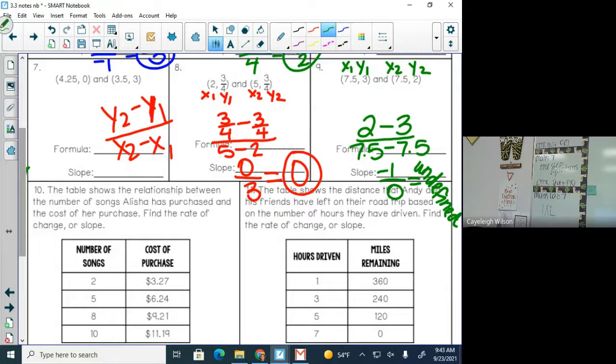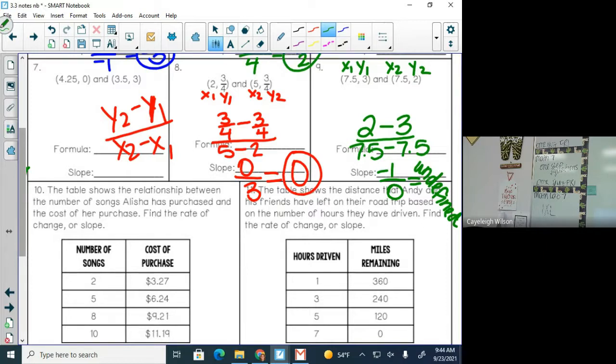The reason that this one has an undefined slope is because the x coordinates are the same. And when the x coordinates are the same, that makes them a vertical line on a graph. If you were to graph those, they'd be right on top of each other. The x coordinates are on the bottom of slope, which will always put a 0 on the bottom if they're the same x value, which will make it undefined.